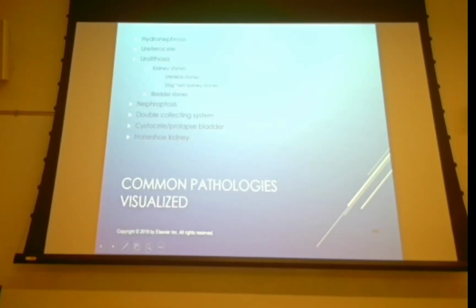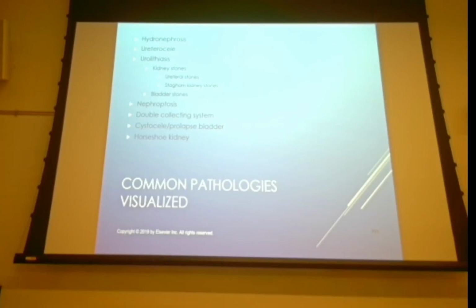There we go. Staghorn kidney stone. Ureteral stones, just stones in the ureter. Nephroptosis, we talked about, double collecting system. A double collecting system is where we've got a patient who has two renal pelvises and two ureters, okay?